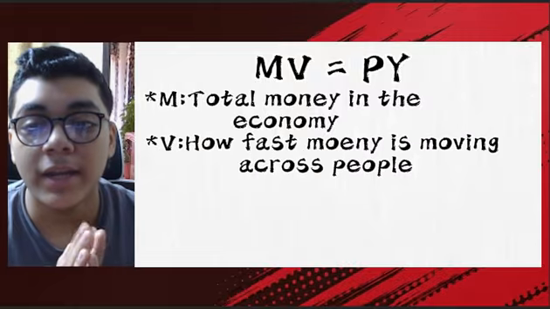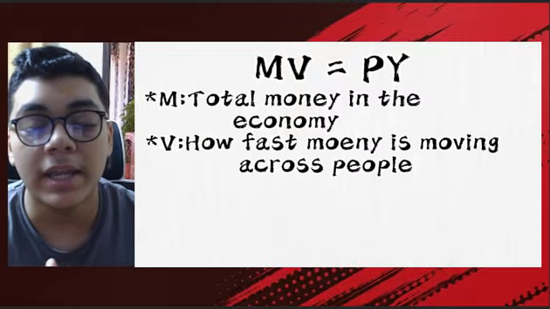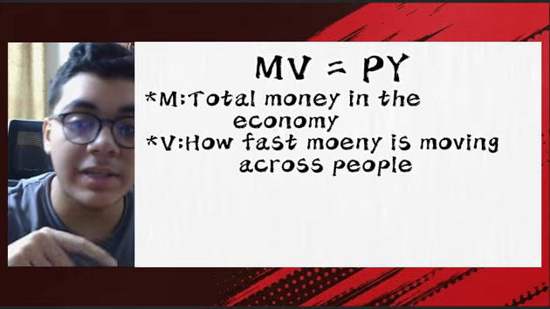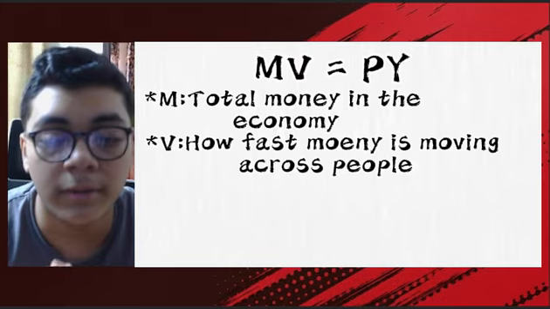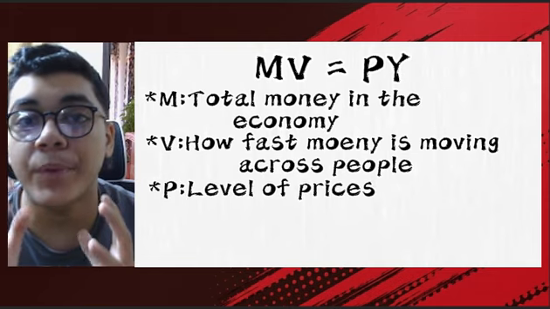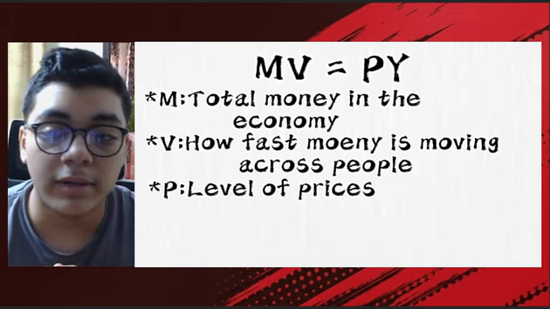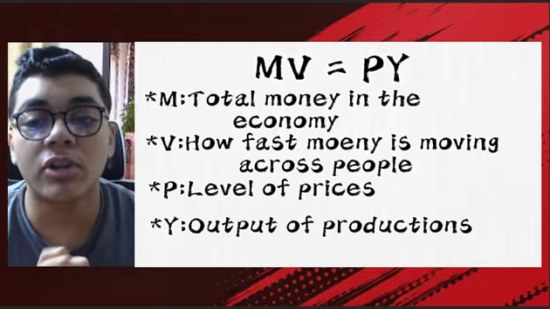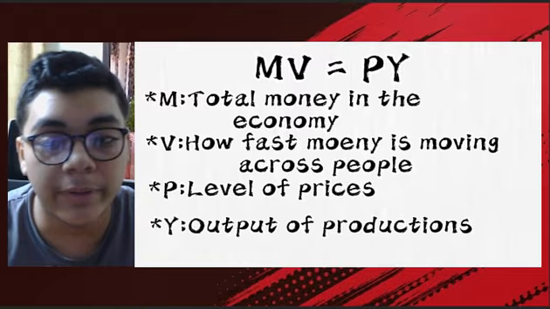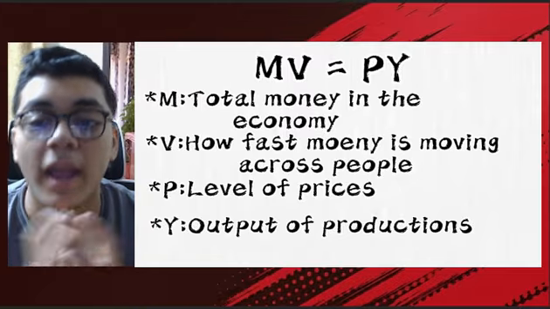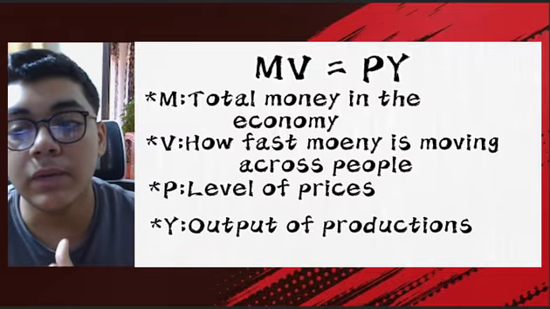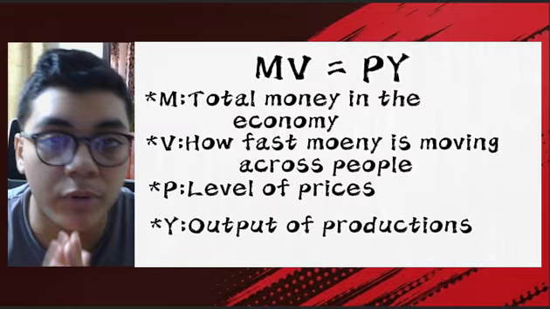V represents how fast money is spent, how fast money is moving between people, between businesses, and how fast it is circulated. P represents the overall level of prices in the economy. And Y represents the total output of production of goods and services. Pretty simple. The idea is that money being spent equals the value of everything being produced and sold.